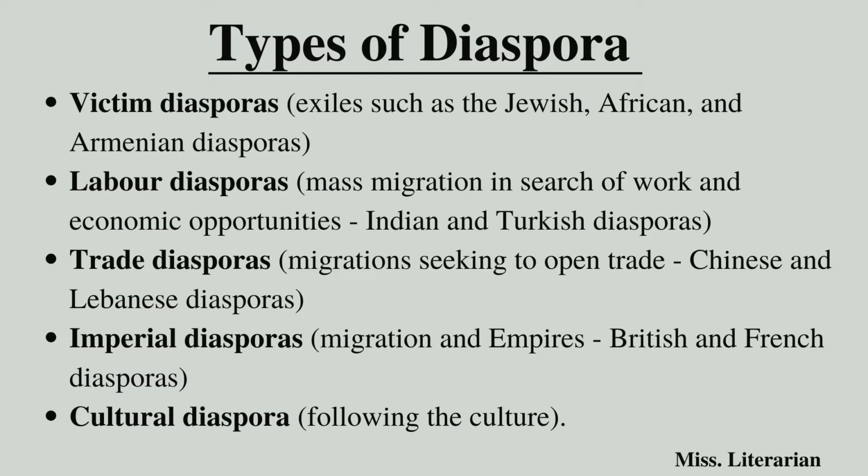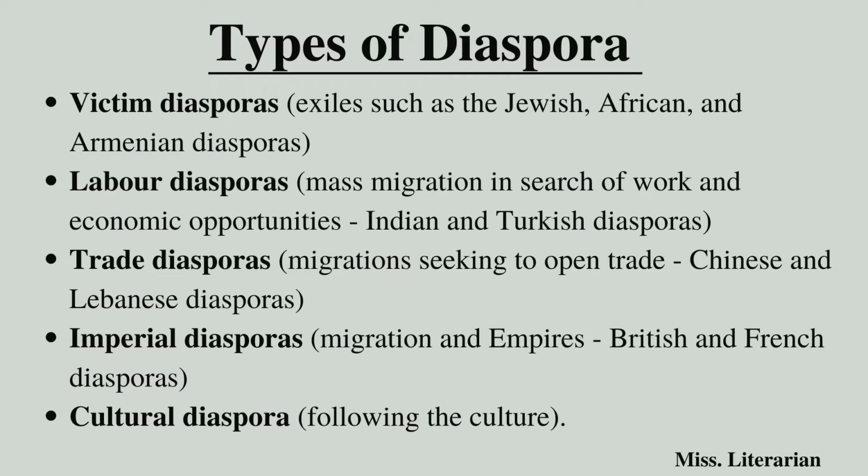Second is labor diaspora. This is a mass migration in search of work or economic opportunities, such as the Indian and Turkish diasporas. Third is trade diasporas. This migration is done by seeking to open trade routes and links, such as the Chinese and the Lebanese diasporas. Fourth is imperial diasporas. This can be referred to the colonizer countries such as Britain and France.